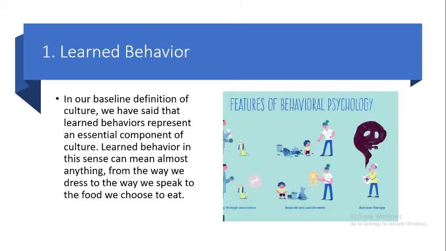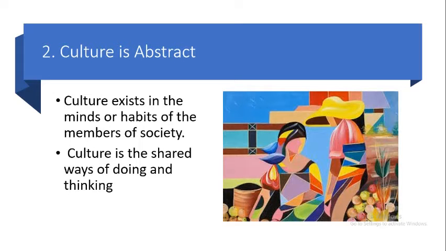The second is that culture is abstract. Culture exists in the minds or habits of the members of society. Culture is the shared ways of doing and thinking, with degrees of visibility of cultural behavior ranging from the irregular activities of a person to the internal reasons for so doing.